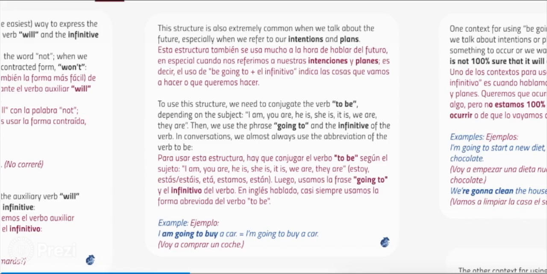In conversations, we almost always use the abbreviation of the verb to be. Example: I am going to buy a car. I'm going to buy a car.